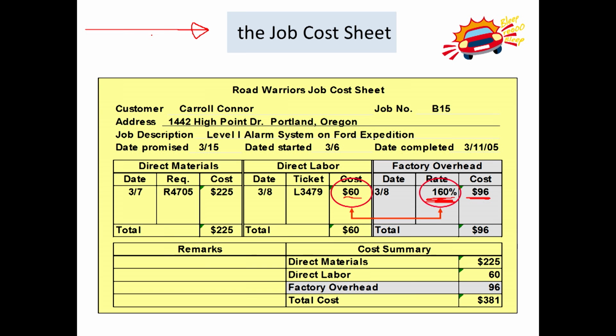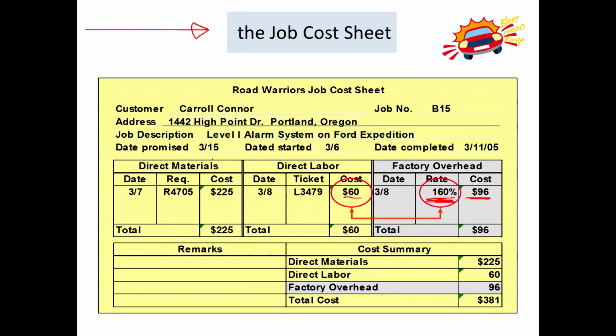Do you know where you've seen that? Where you have seen that is, think about if you took your car into the shop to get worked on. Let's look at this job cost sheet. Don't they have a section where they keep track of the materials that they put on your car? And don't they have a section where they keep track of the labor? Now, they usually don't call this factory overhead.